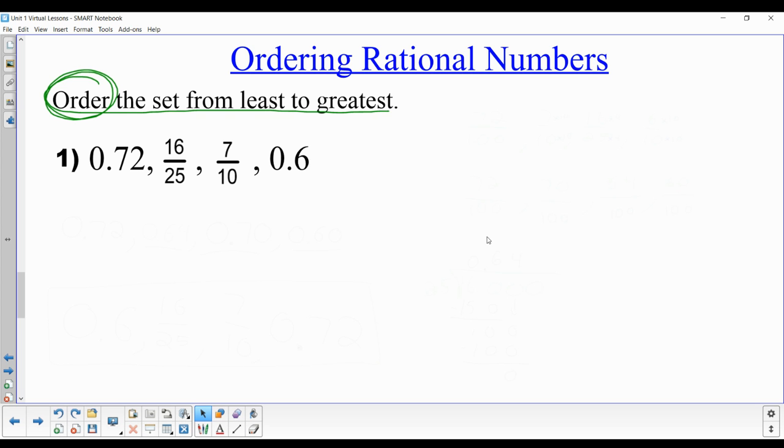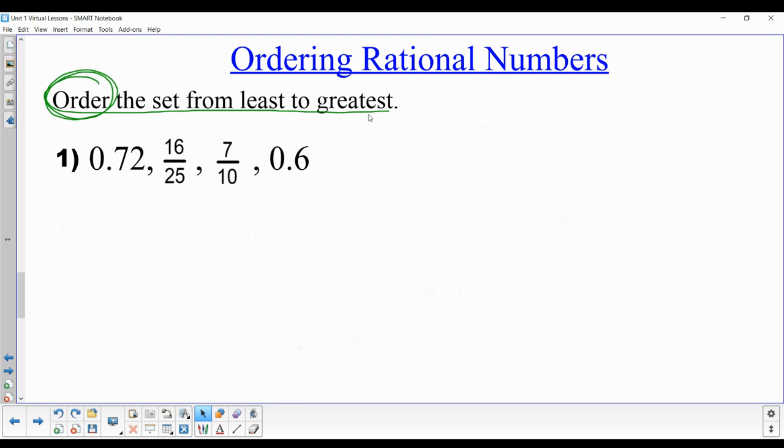So we are going to order this set of numbers from least to greatest, that is the smallest number to the largest number. Now, when you are ordering rational numbers, the first thing you need to remember is that you need to put them into the same format. Since we have decimals and we have fractions, we need to choose. Make them all decimals or make them all fractions. I'm going to show you how to do both, and you can determine which method you like the best.